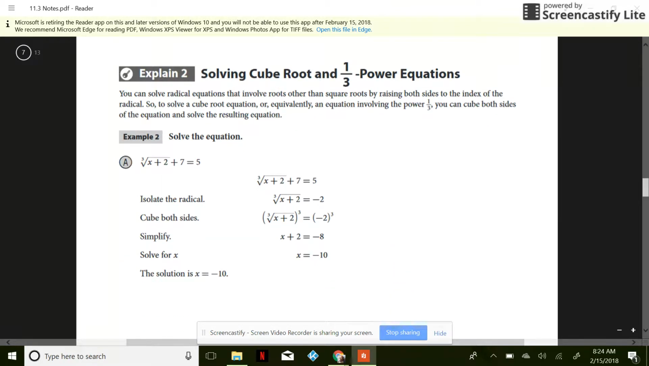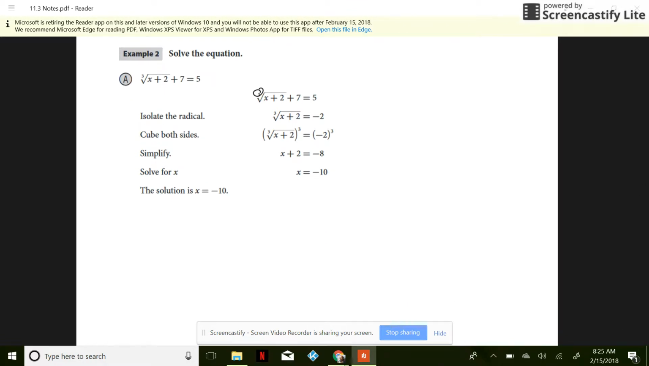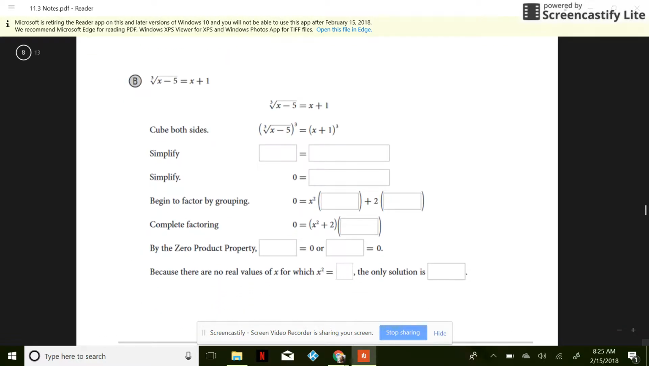For solving cube roots, essentially we're doing the exact same thing, except instead of squaring both sides, we cube both sides. So we can solve radical equations that involve roots other than square roots by raising both sides to the index. That's the number of the root of the radical. So to solve a cube root equation, we can cube both sides of the equation. That's what they did here. Isolate the radical, isolate the root, cube both sides, and then solve for x.